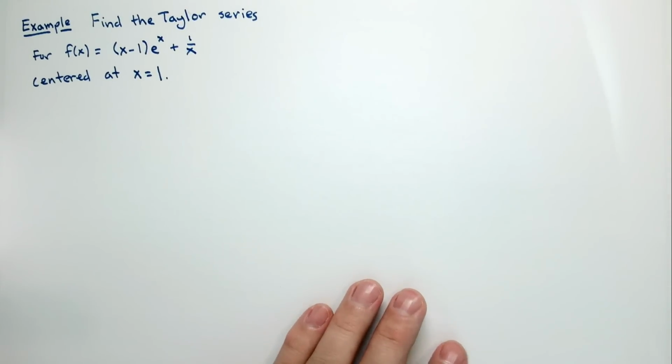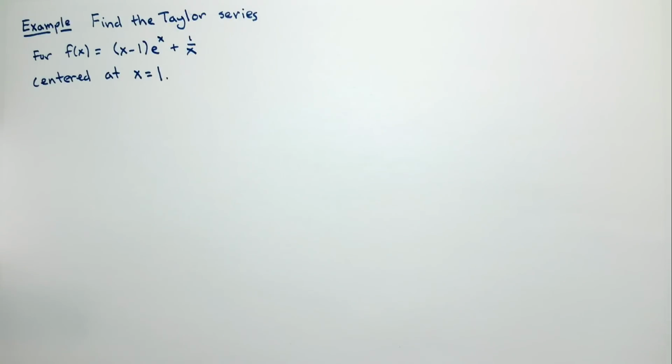Next example. Find the Taylor series for the following function. f of x equals (x minus 1) times (e to the x plus 1 over x). And we're going to center it at x equals 1.